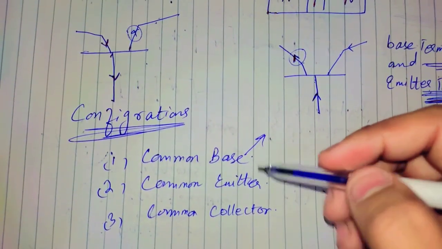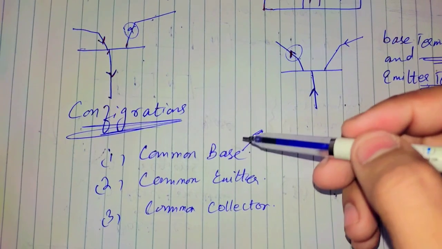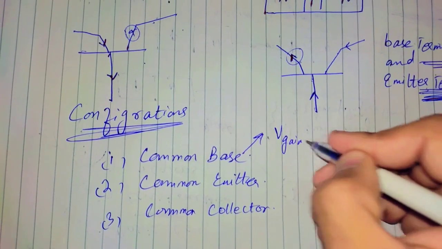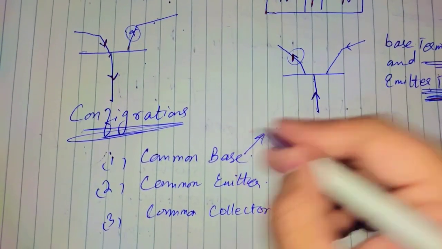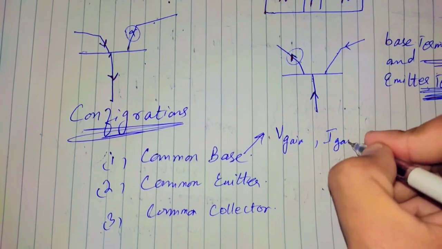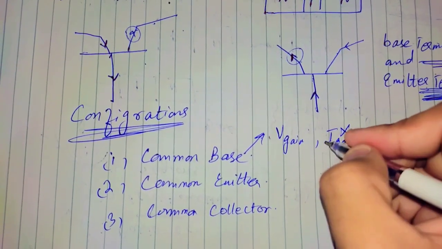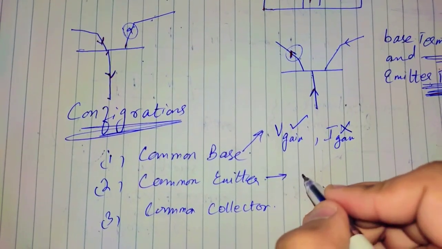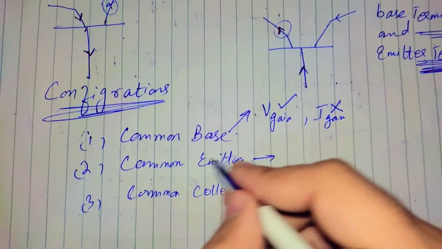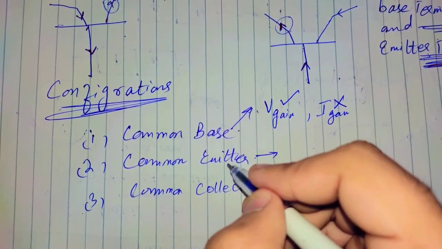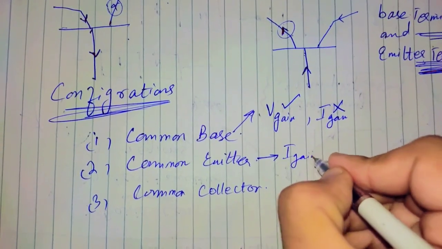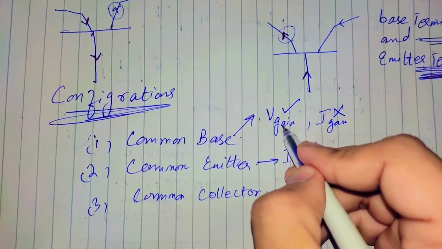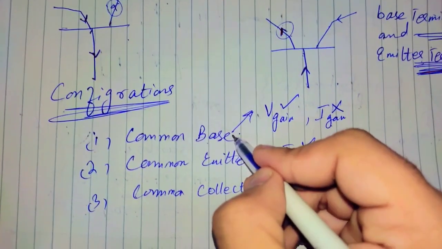The common base configuration is the type of configuration in which the base is common and it has voltage gain, but we don't have a current gain. What is a common emitter configuration? In common emitter configuration, the emitter is common and it has both current gain and voltage gain.